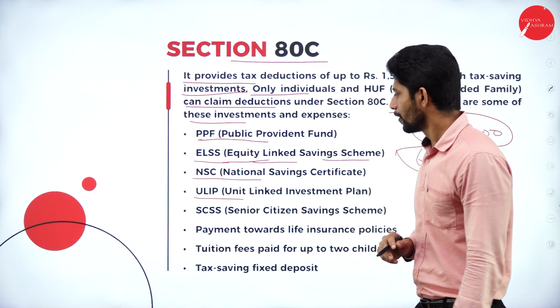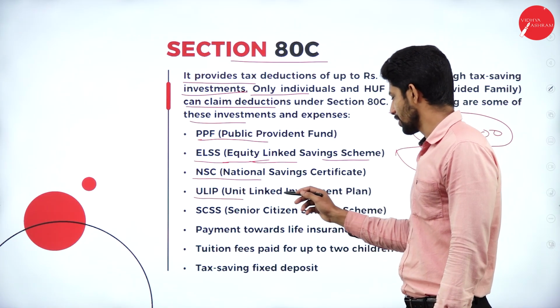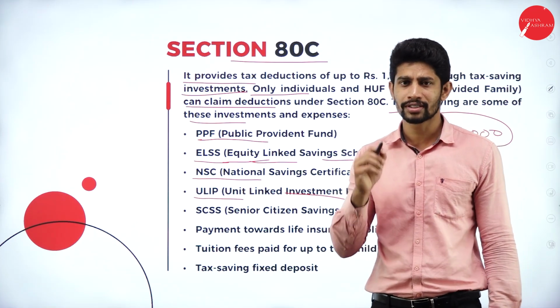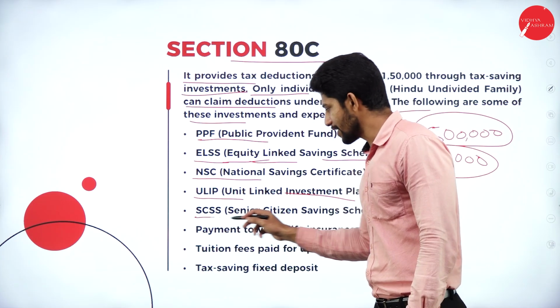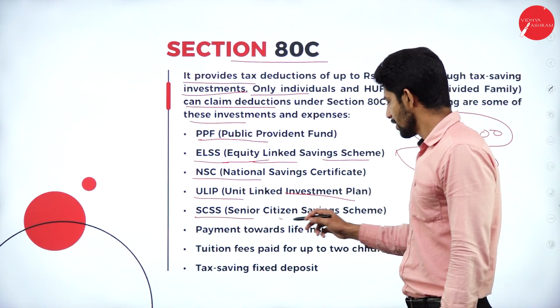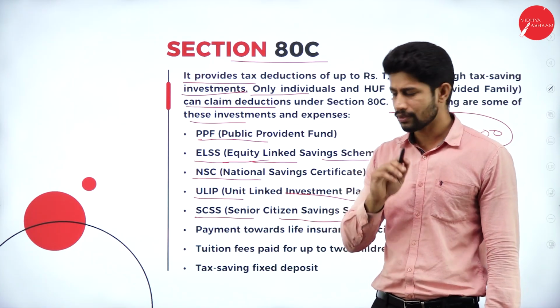And ULIP, that is Unit Linked Investment Plan. ULIP is nothing but Unit Linked Investment Plan. This also comes under section 80C. And SCSS, that is Senior Citizen Savings Scheme. So on this also you can invest.